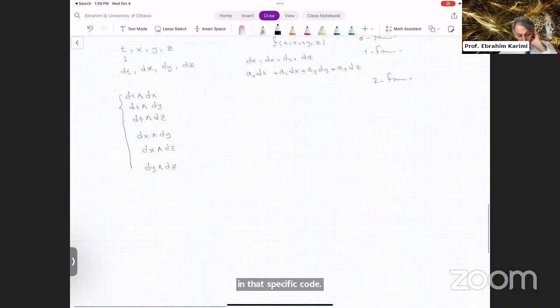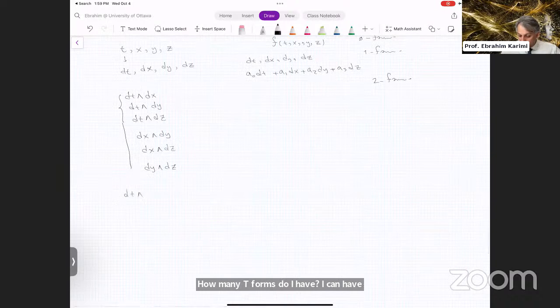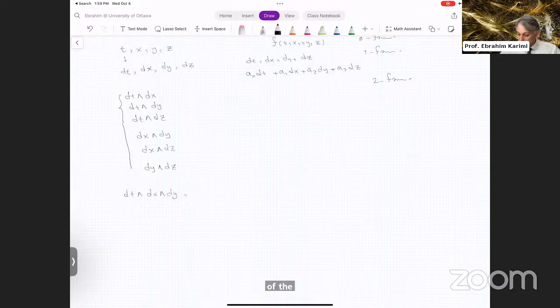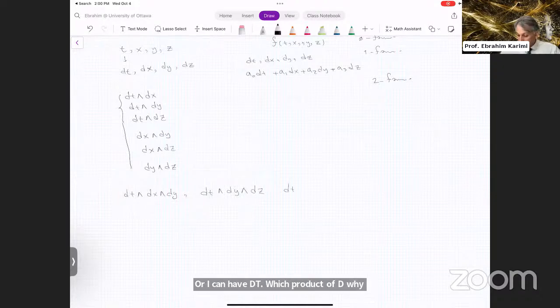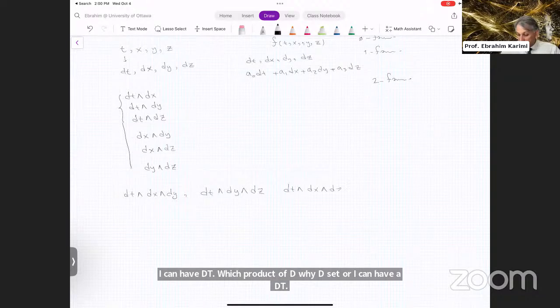How many 3 forms do I have? I can have dt wedge dx wedge dy, or I can have dt wedge dy wedge dz, or I can have dt wedge dx wedge dz.